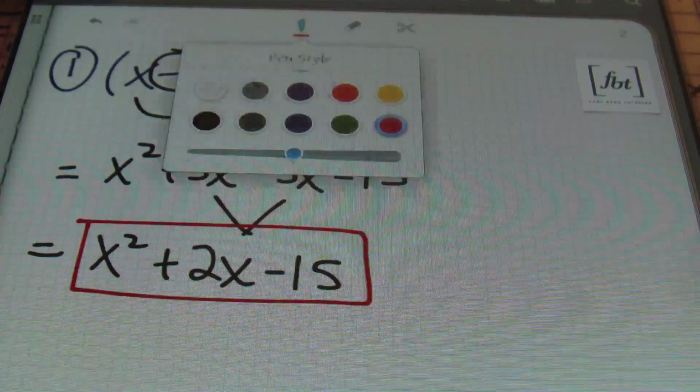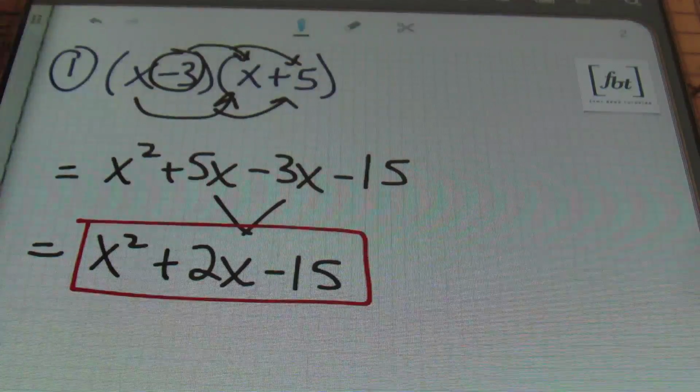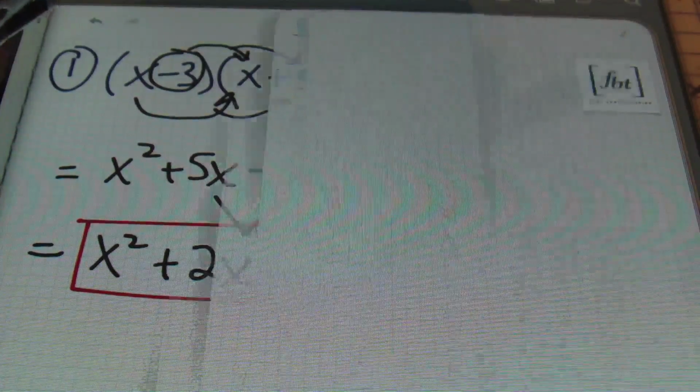All right, and you know what? I think I'm going to switch up pens here. And so let's pull out this one. Okay. All right, there we go.